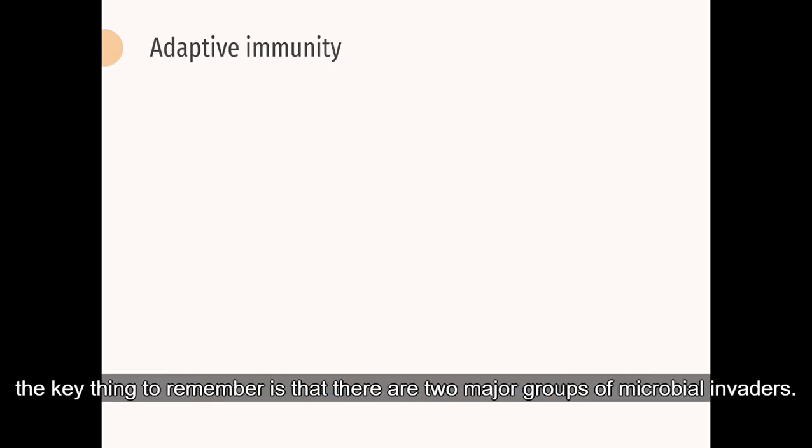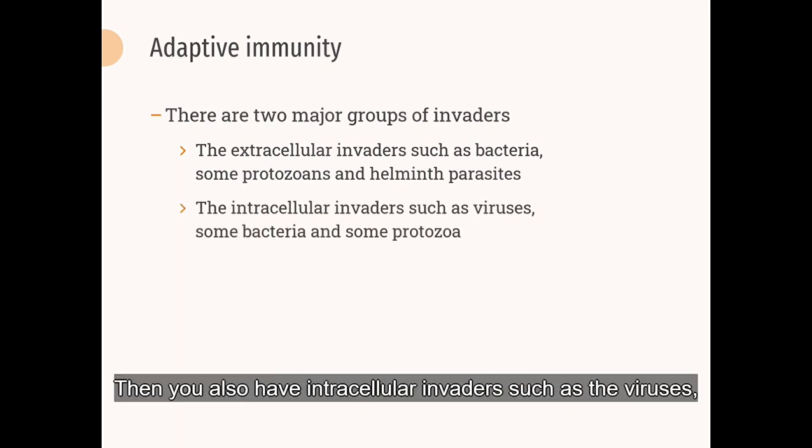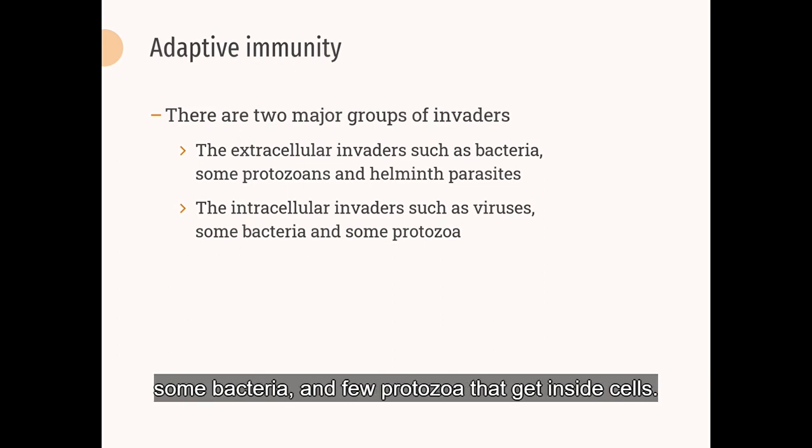Now, in looking at adaptive immunity, the key thing to remember is that there are two major groups of microbial invaders. We have the bacteria, plus some protozoa and a few worms that live outside cells, right? They grow in tissue spaces. And then you also have intracellular invaders, such as the viruses, some bacteria and a few protozoa that get inside cells. The body needs two different mechanisms to fight the extracellular invaders and the intracellular invaders.